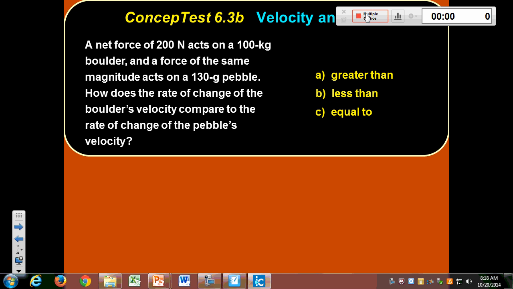Let's try this one then. We'll just do a couple more. I'm going to stop at 35. Okay. We're all thoroughly confused now.